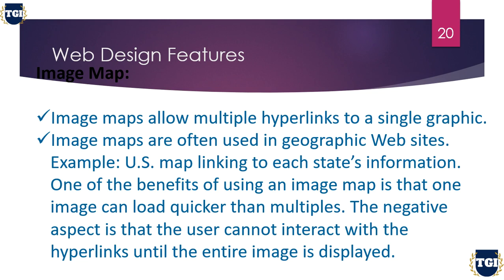That is what we call an image map. An example is a US map linking to each state's information. One of the benefits of using an image map is that one image can load quicker than multiples. The negative aspect is that the user cannot interact with the hyperlinks until the entire image is displayed. So that's just the disadvantage of that. Once you load an image map, it needs to load completely before you can actually interact with it.